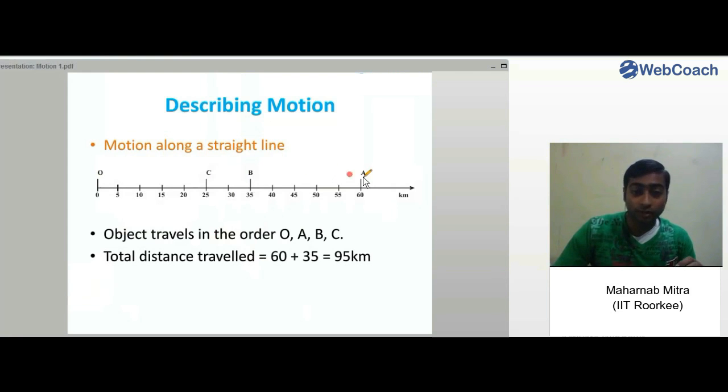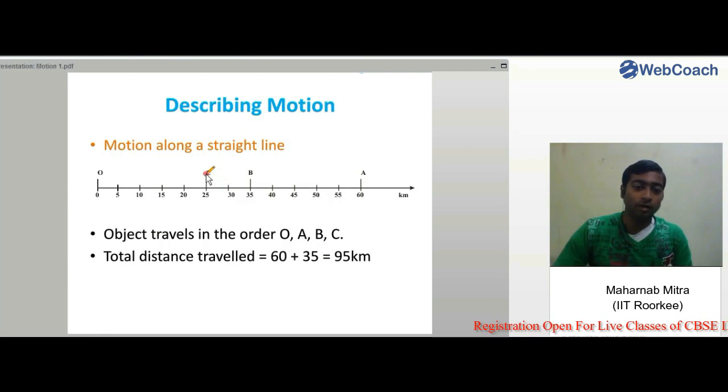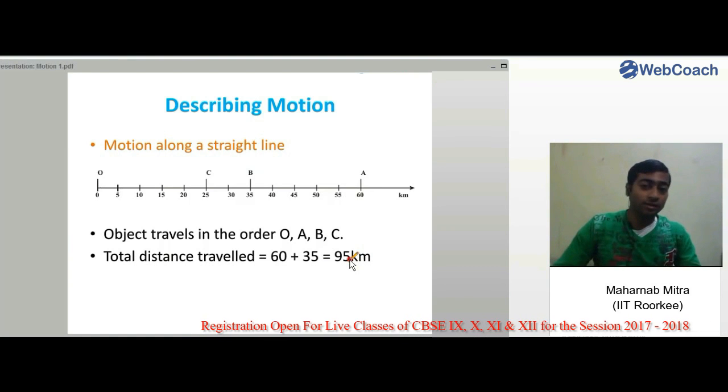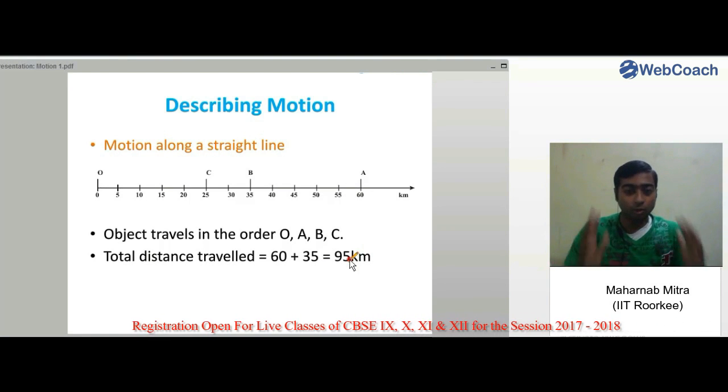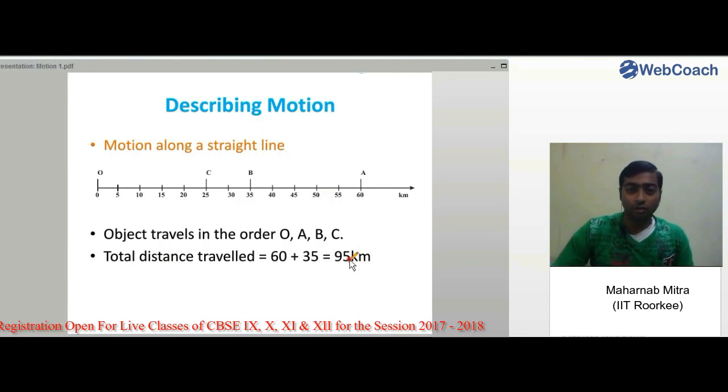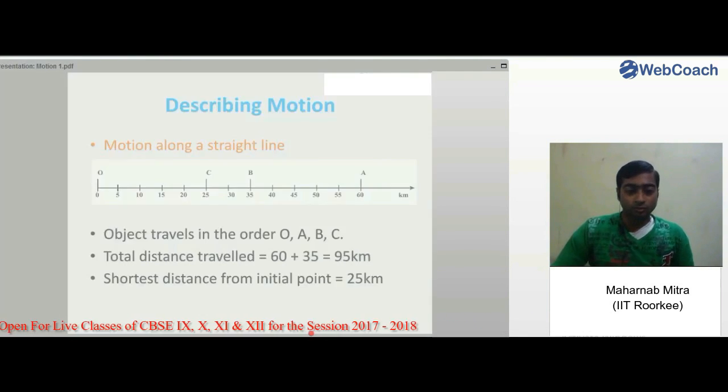the distance from O to A, which is 60 kilometers, right? And from A to C, which is 25 plus 10, that means 60 plus 35, which is 95 kilometers, right? From O to A it is 60, from A to C it is 35. So the total distance covered by the object will be 95 kilometers.